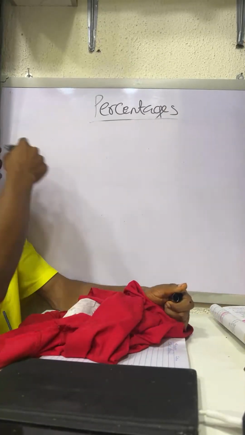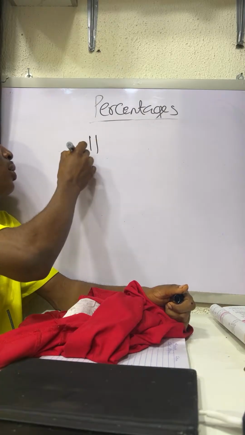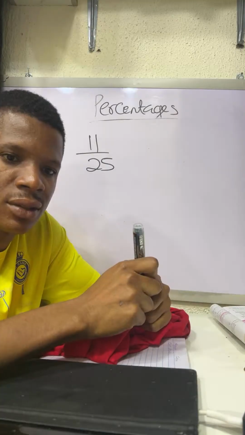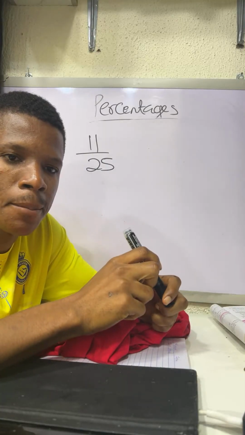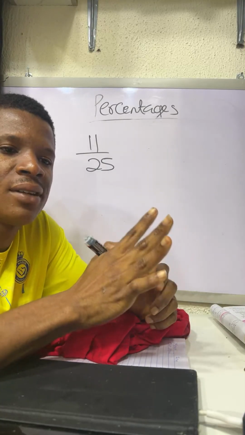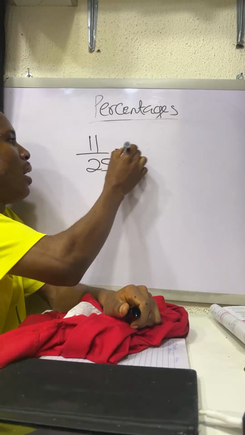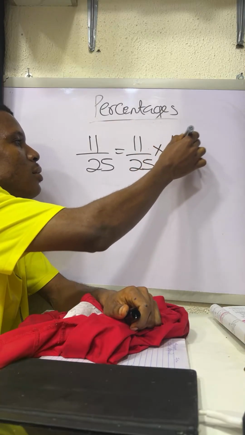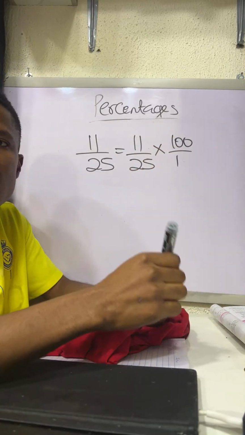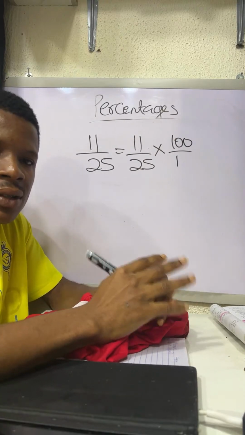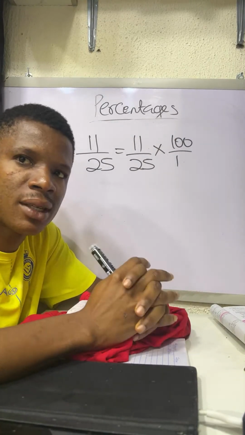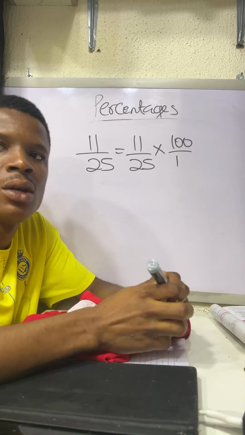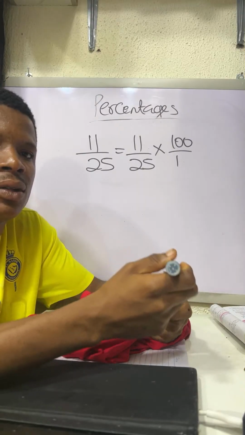Let's look at the next one. We have 11 over 25. Remember, we are trying to convert fractions to percentage. So when we have 11 over 25, this is 11 out of 25. You multiply it by 100 over 1. Remember, for you to convert any fraction to percent, you have to multiply the given fraction by 100 over 1. So when you do the multiplication, what do you see?